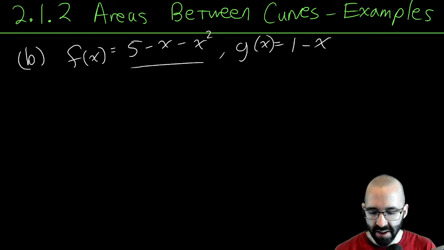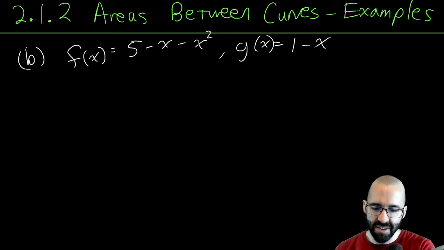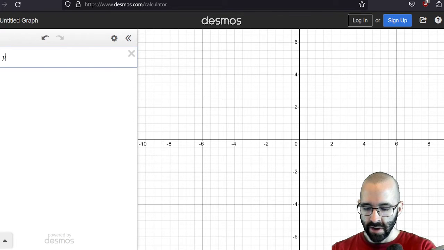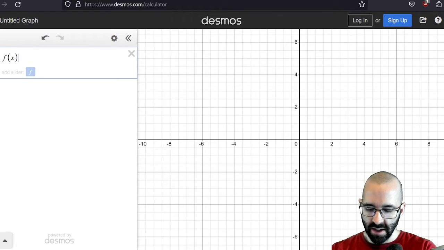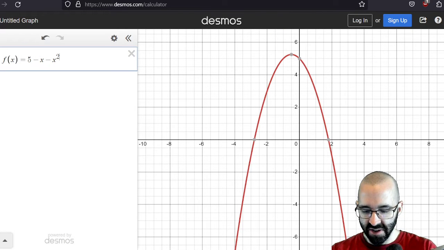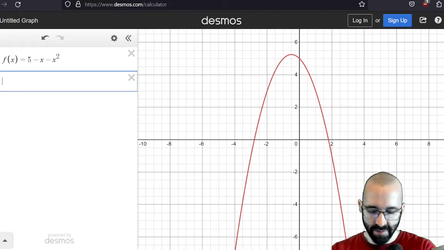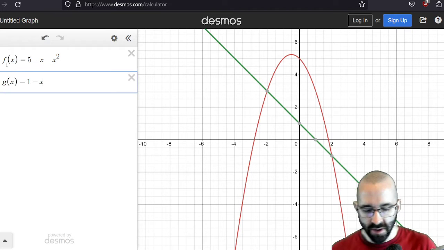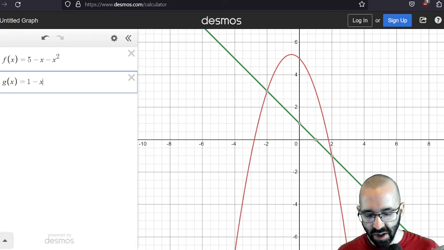Does this quadratic factor? Nope, I don't think so. So in general, we do know that this is an open quadratic. We could find the vertex. Let's just graph this on Desmos though. We could just save some time and get a picture. So f of x is equal to 5 minus x squared, downward facing parabola, as expected. And g of x is going to be 1 minus x. So we can graph this, we can see this.